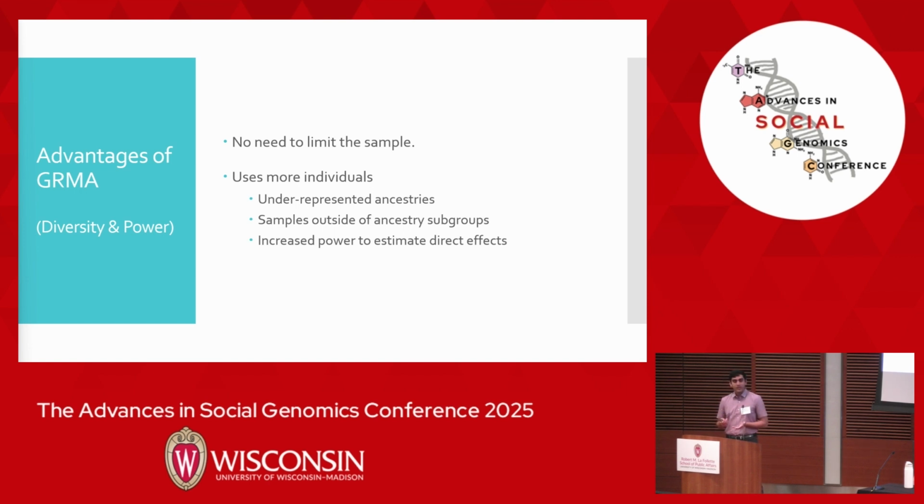There's no need to limit the sample, and so you can use more individuals, including those from underrepresented ancestries and samples outside of ancestral subgroups that typically aren't used in traditional GWAS. And so all of this leads to increased power to estimate direct effects.